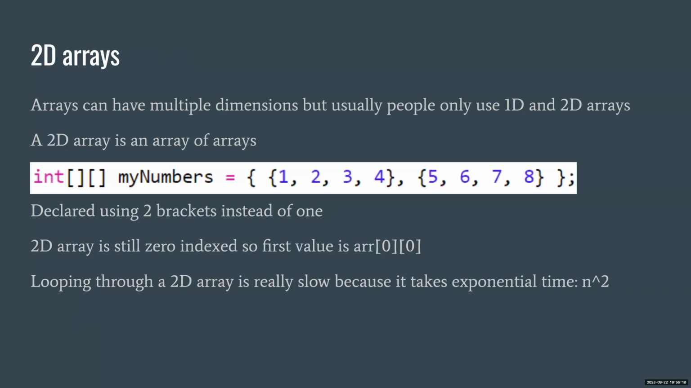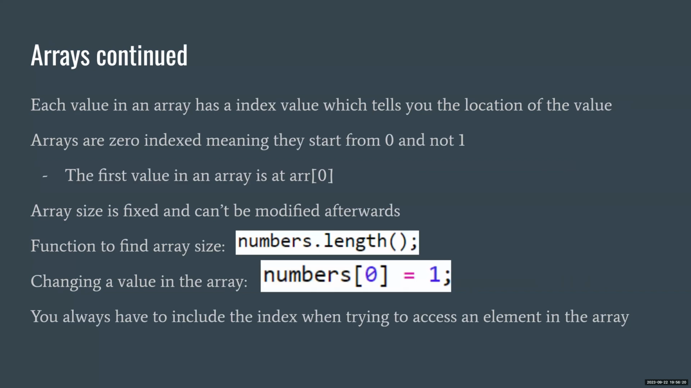And then if you want to find the array size easily, you just use the dot length function. So you just type the name of your array and then dot length, and this will give you the size of your array. So if my array size is four and I do this, it will return four.